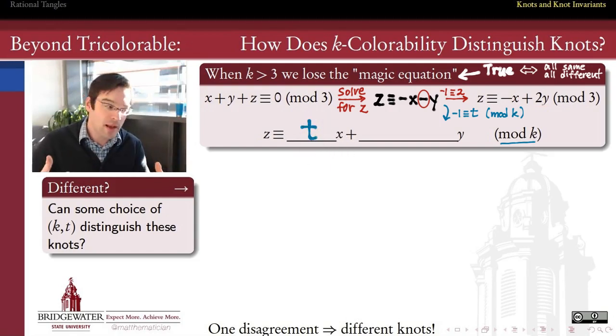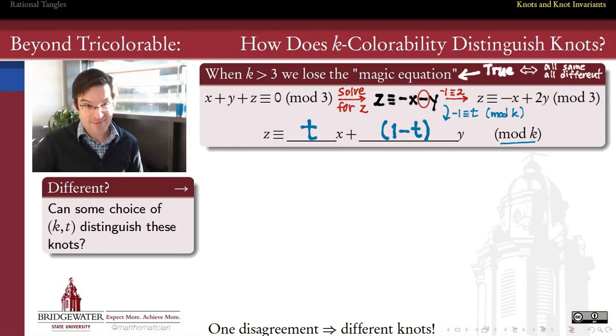We'll see in a minute what properties t has to have, but we're just going to call it t for the moment. And if I choose this coefficient to be t, then what does the coefficient of y end up needing to be? It turns out the choice we want to make is 1 minus t, and it's a little mysterious right now why this is the right combination of choices to make.